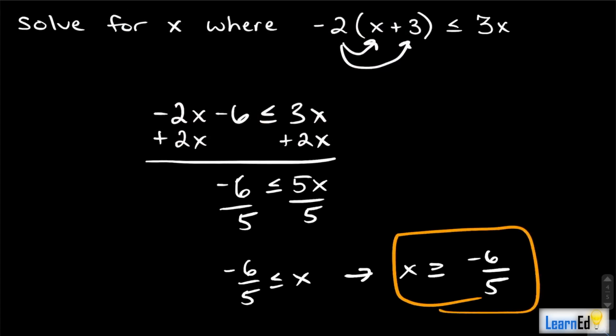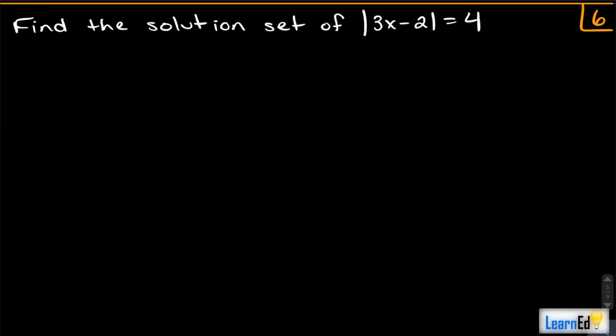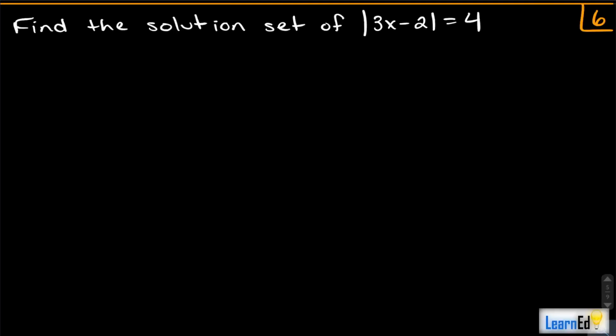Okay, all right, so moving on to problem number 6, we're asked to find the solution set of the absolute value of 3x minus 2 equal to 4. So we want to solve for x. Now, how do we solve for x when we have absolute value signs? Well, let's just think about this a little bit.